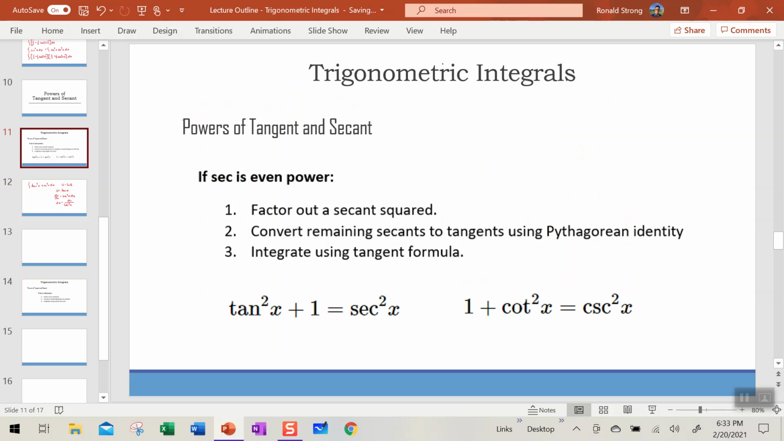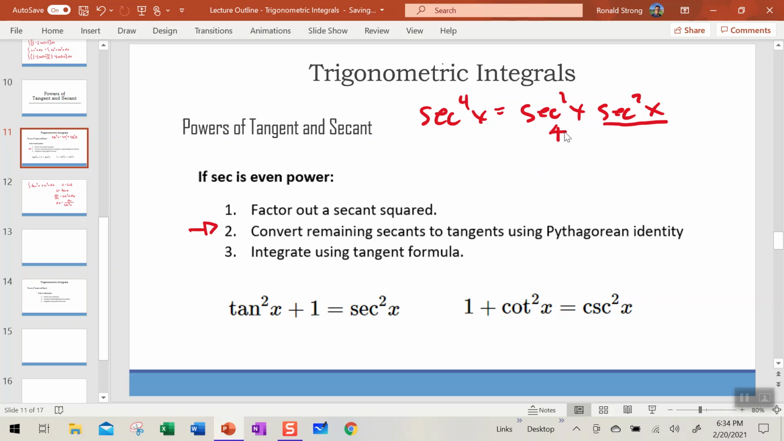What happens if secant is even, but it's to the 4th power or to the 6th power? Then what we want to do is factor out a secant squared. So if we had secant to the 4th, we would break that into secant squared x times secant squared x. And then we are going to convert the remaining secants to tangents. So we're going to keep this one. This is the one we factored out.